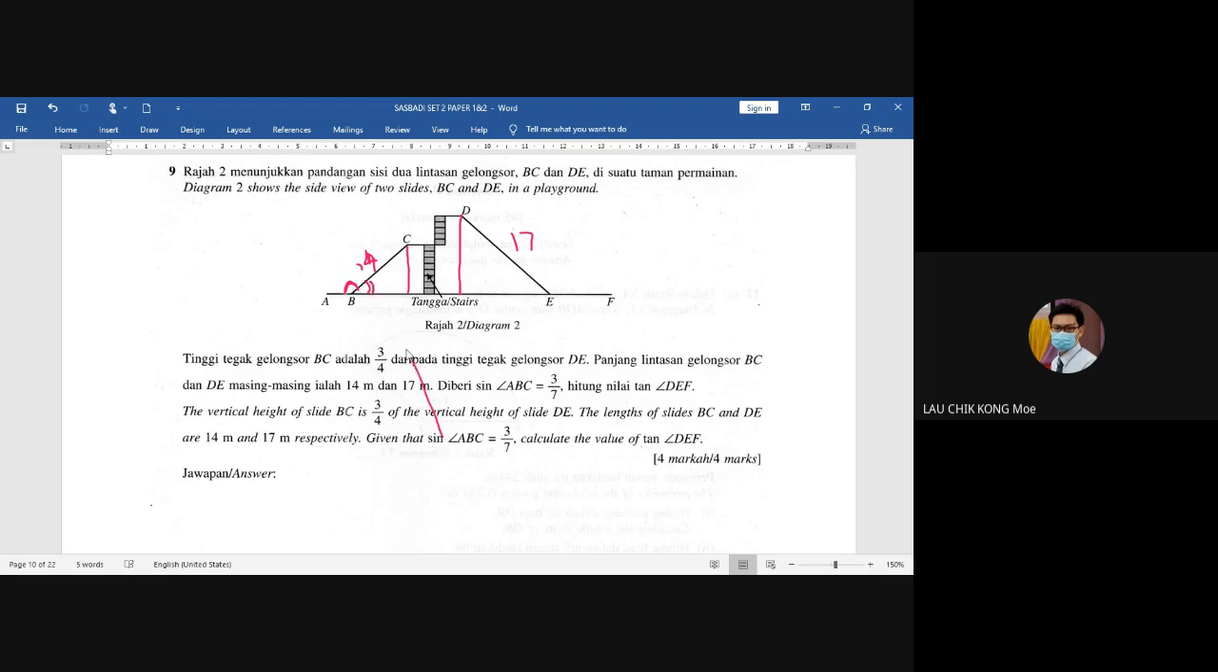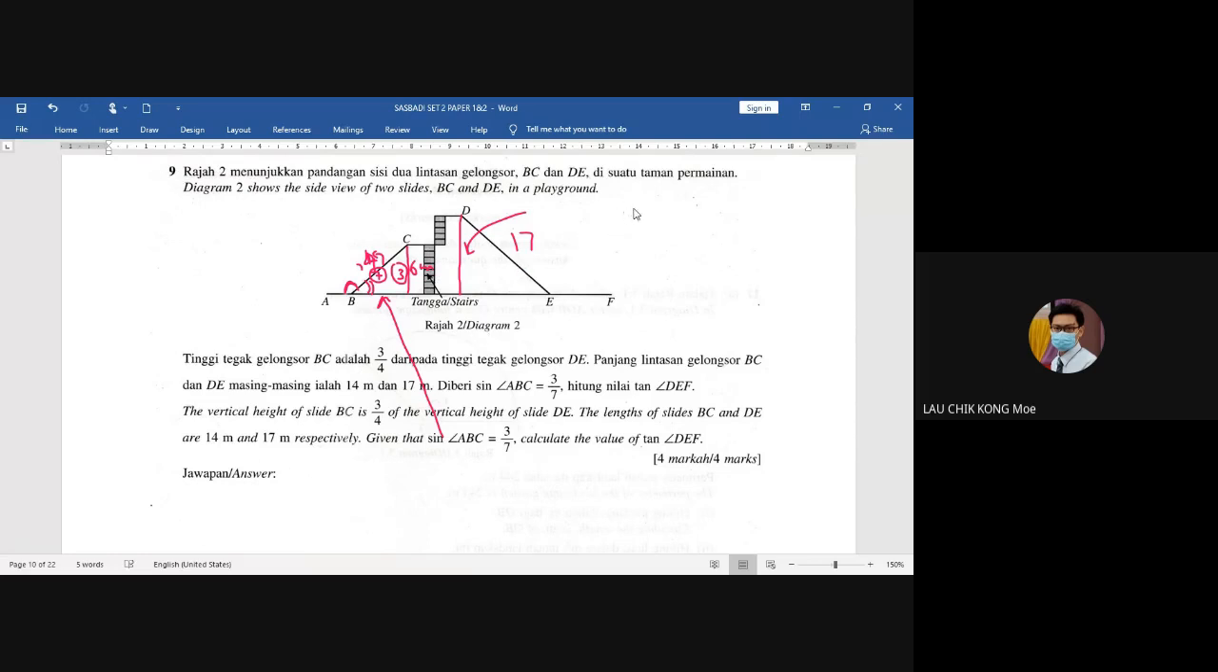So this one, 3/7. Sin is opposite 3, hypotenuse 7. In ratio 7 to become 14, so times 2. So also this one need times 2. So 6. The height is 6 meter. So what is the height of this one? 6 meter. So just now we say that 3/4, right?